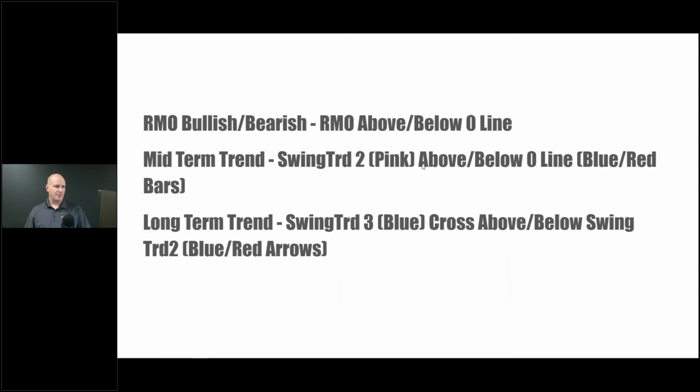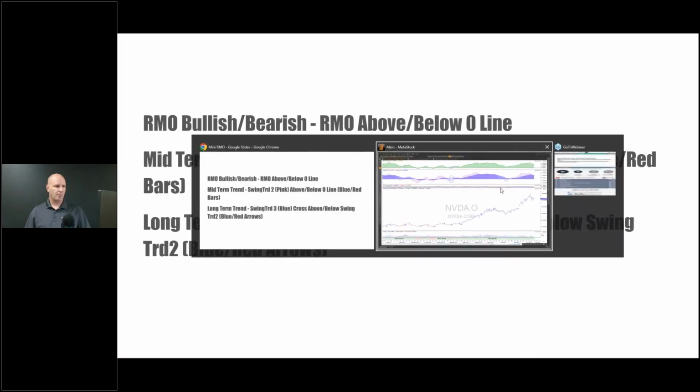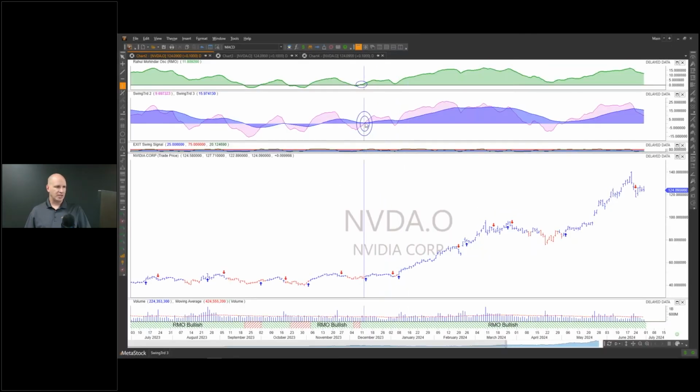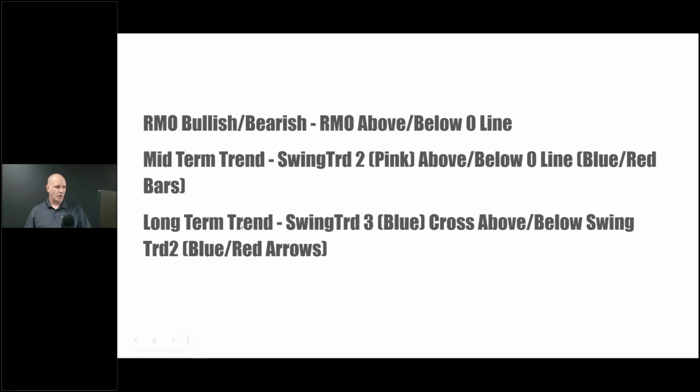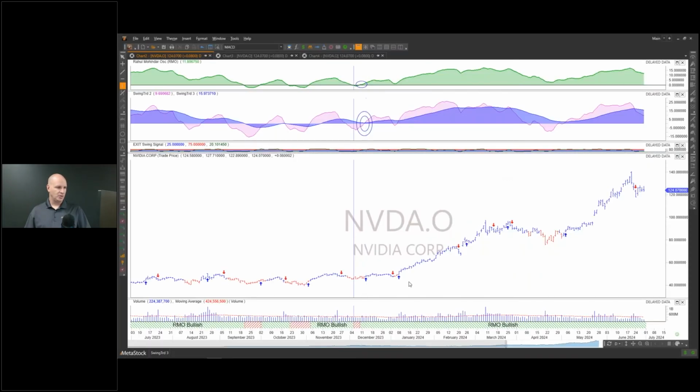Then, okay, when I get bullish and bearish signals, if it's bearish, I will also get a blue bar here when the swing trade 2 crosses above its zero line. Okay, so I had a blue bar generate right here. And then finally, when the swing trade 3 crosses above the swing trade 2, I get a blue arrow. So that means right here, I have a full setup. All of my trends are coming together to identify my opportunity for me.